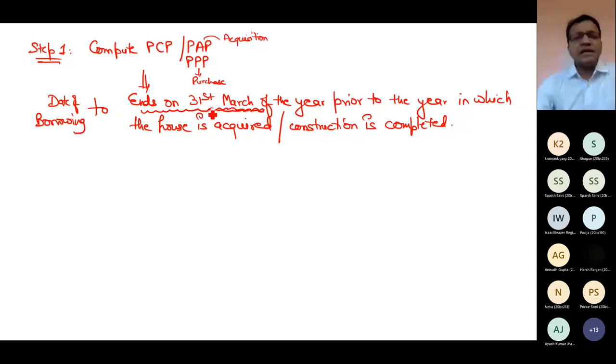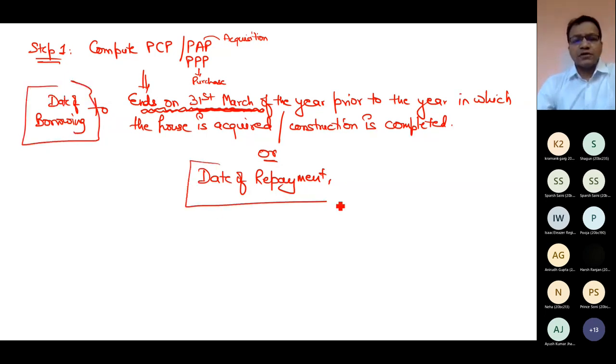It is possible that in exceptional cases, I paid the entire loan before my house is acquired or completed. I got a lottery or I got the money from my friend. I repaid the entire loan. Always the ending date of this 31st March must be compared with what? The date of repayment. There was no need to technically tell you this starting date of borrowing and this point of repayment.